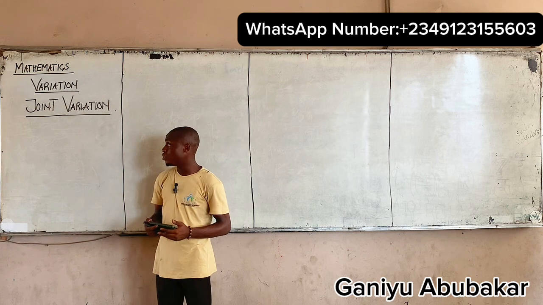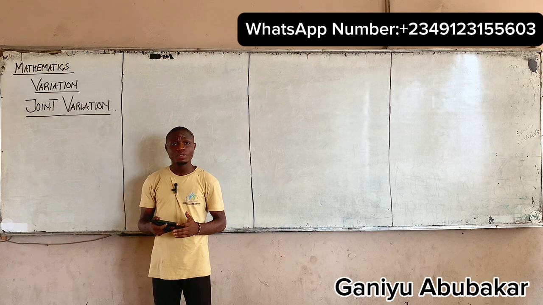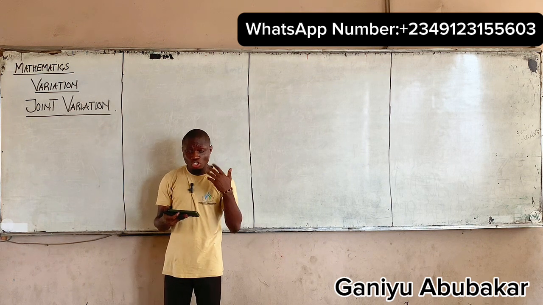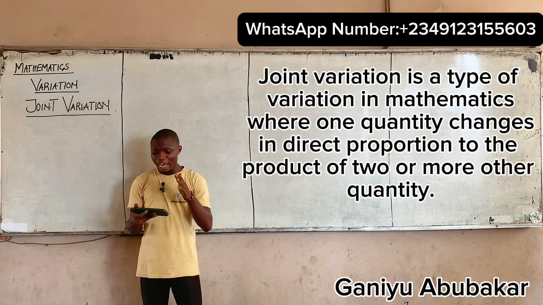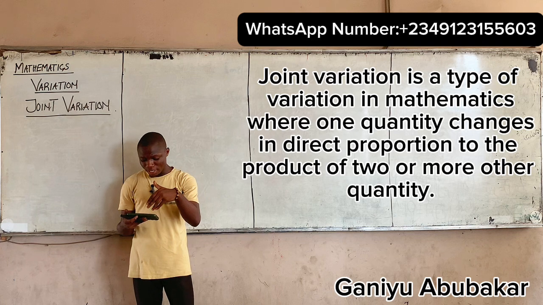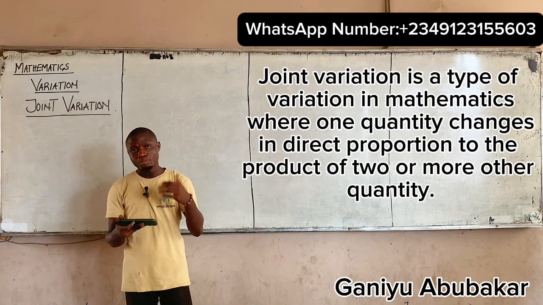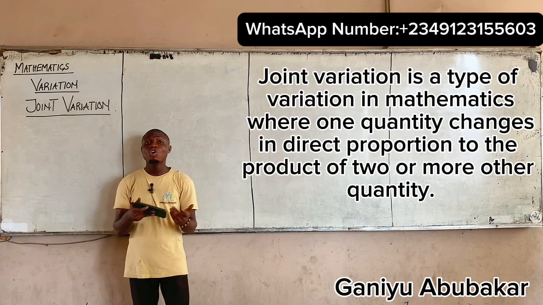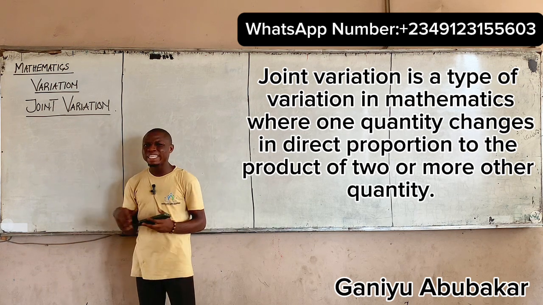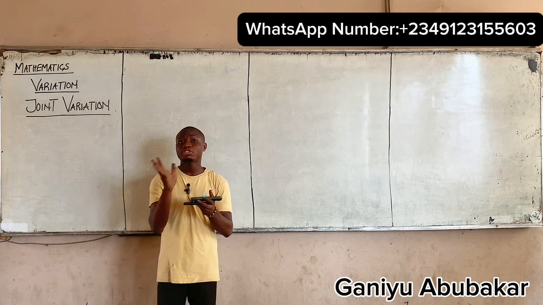Let's look at the third type of variation, called joint variation. Note this, please. Joint variation is a type of variation in mathematics where one quantity changes in direct proportion to the product of two or more other quantities. Joint variation is similar to direct variation, but here's the difference.